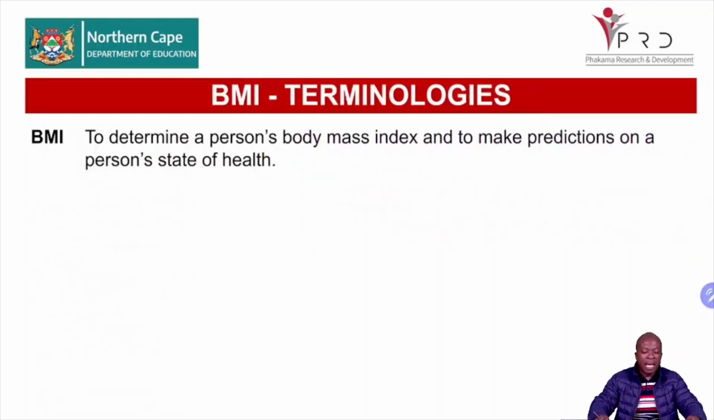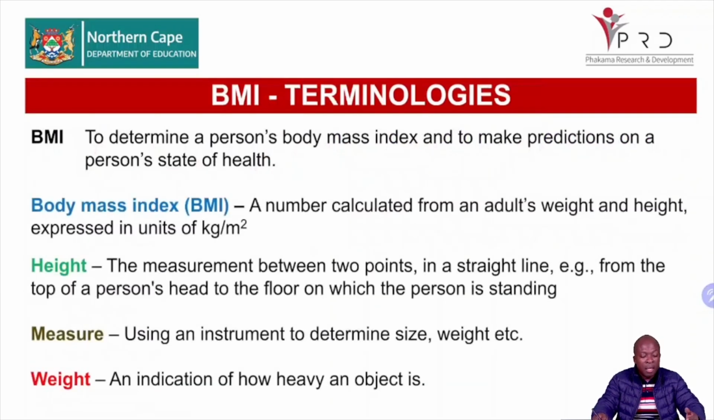Now we are looking at BMI. BMI, the full meaning is what? Body mass index. Let's say it again, body mass index. So for us to determine a person's body mass index, we are using the height of the person as well as the mass of the person. It will give us an idea of whether this person is healthy, is not healthy, is obese, underweight. We have different names for that. So let's go over and see the terminologies.